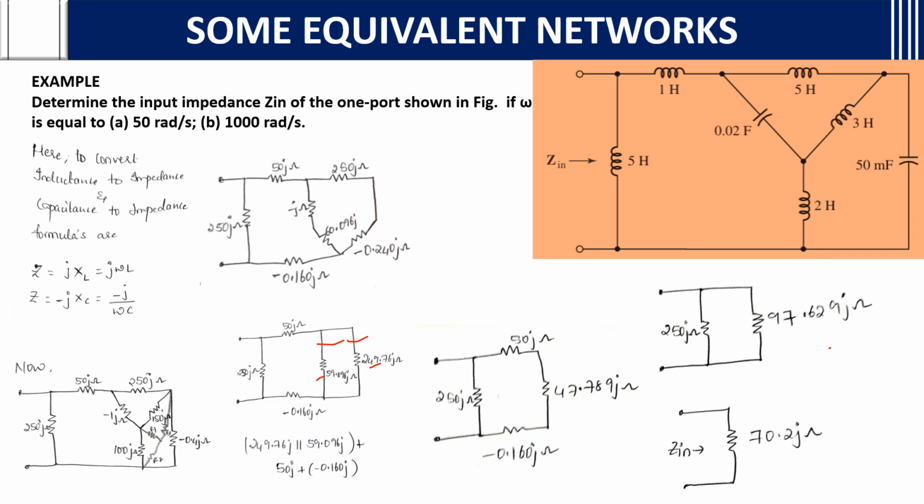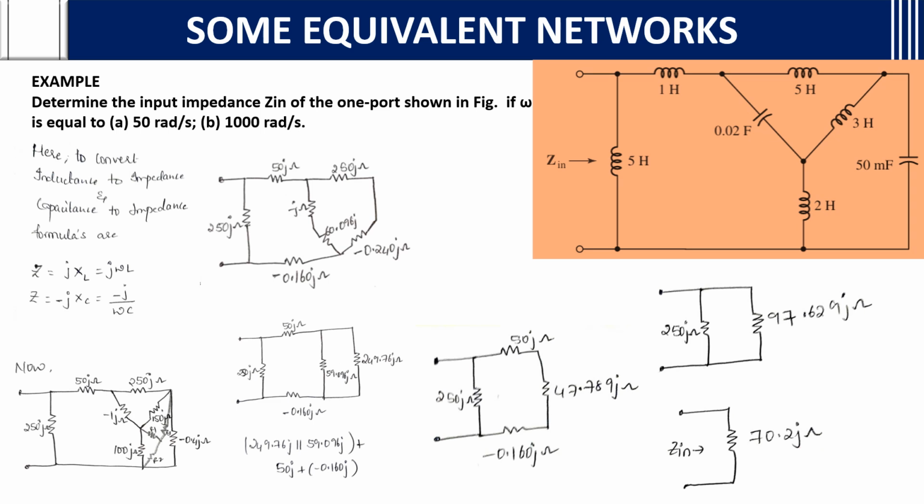To know the basics, you need to learn module 1 first part. Why? Because parallel and series come in the whole subject of network analysis. In all modules, in all the topics, I am explaining how to do it as much as I can. But you need to know simple things like series resistance and parallel resistance. 70.2 J ohms is the final answer.